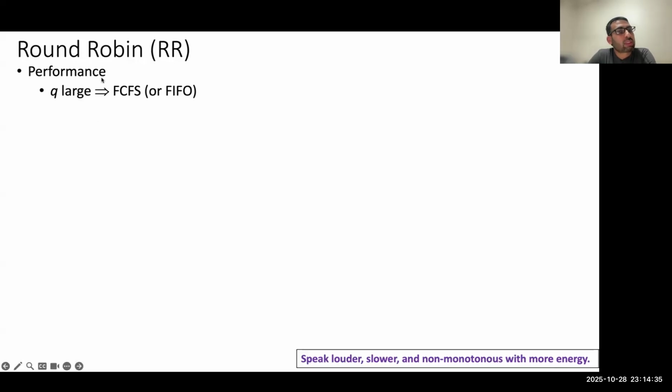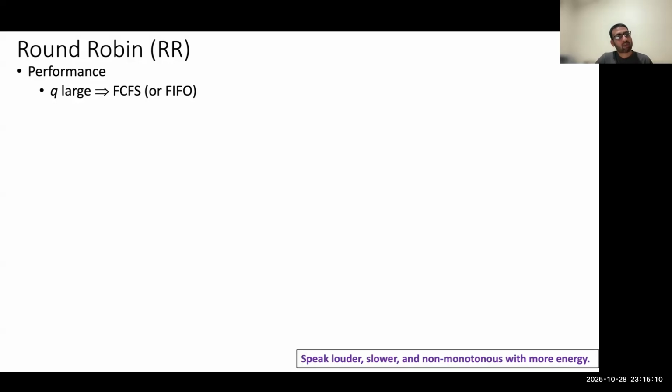Performance of the round robin algorithm. If the quantum value or the time slice is very large, this algorithm becomes similar to first come first serve or FIFO algorithm, right? Because let's say I make quantum q very large. What will happen? The first process which is running will allow the second process to run only once the first process has completed. Like let's say you have A, B, C, and D, right? And q is very large, let's say infinite.